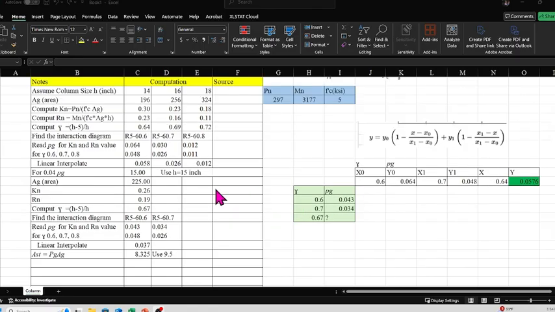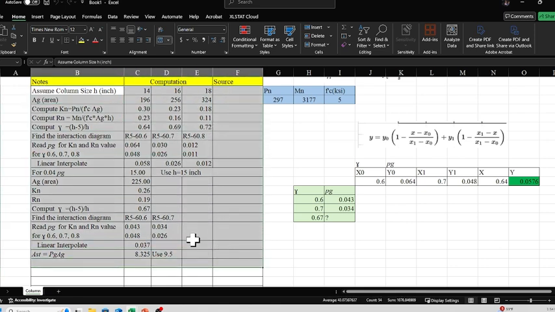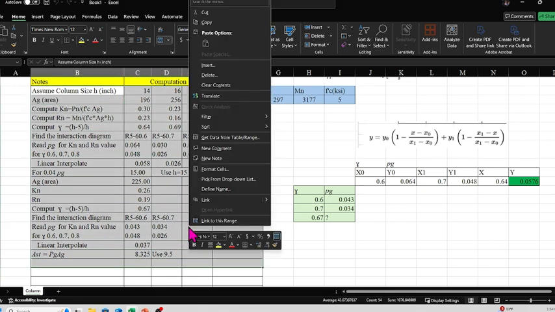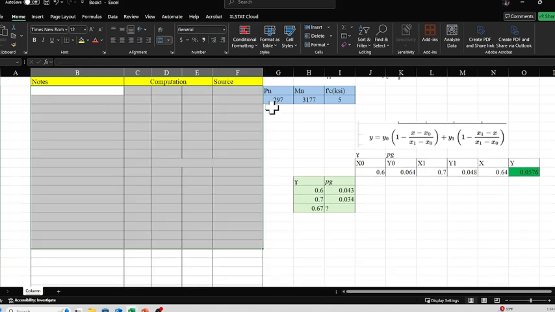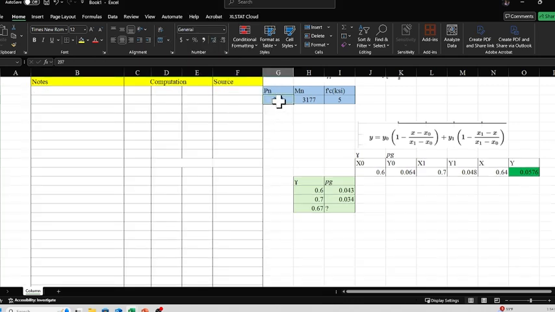And there's the Excel. Let me clear all this stuff out. We're going to do it over again anyway. I already did this trial once. Clear all content. There we go. So our Pn we just calculated was 297.